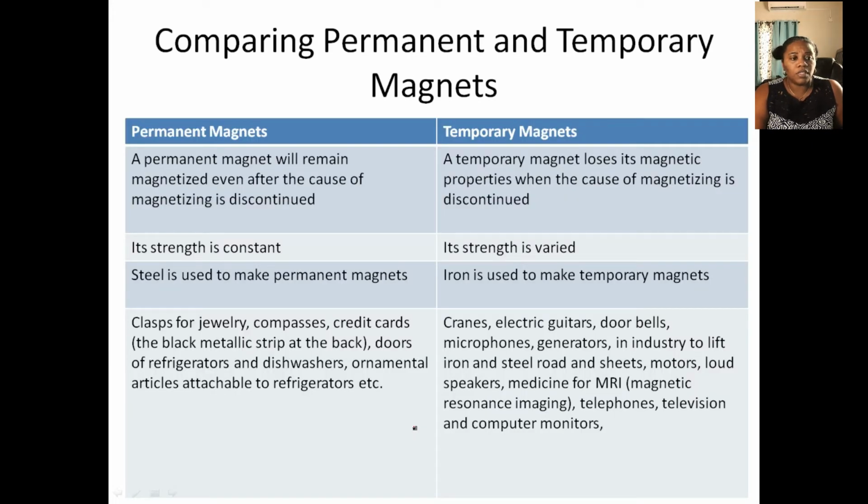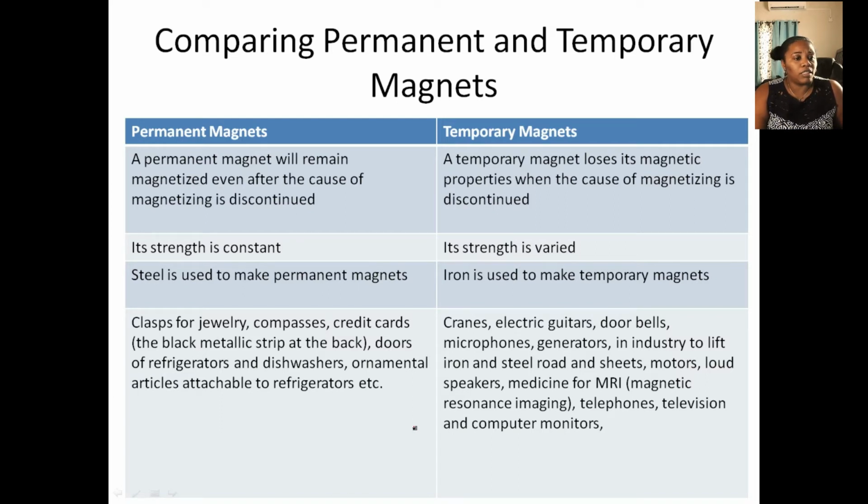So here we're going to compare permanent magnets with temporary magnets. A permanent magnet will remain magnetized even after the cause of magnetizing is discontinued, whereas a temporary magnet loses its magnetic properties when the cause of magnetizing is discontinued. In permanent magnets, the strength is constant, whereas in temporary magnets, the strength is varied. Permanent magnets are steel, and with temporary magnets, you use iron.